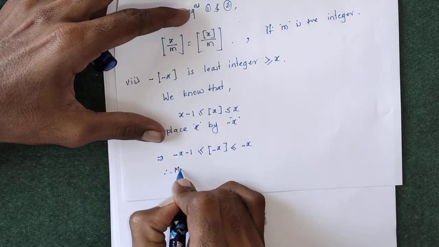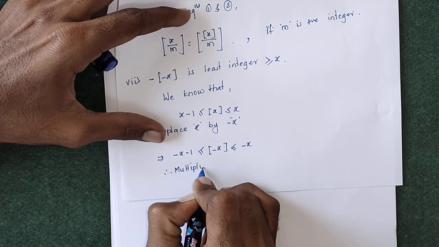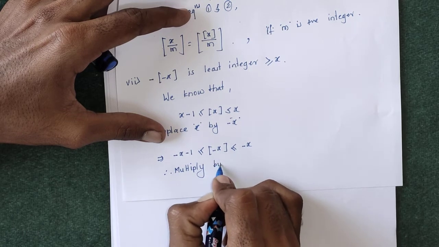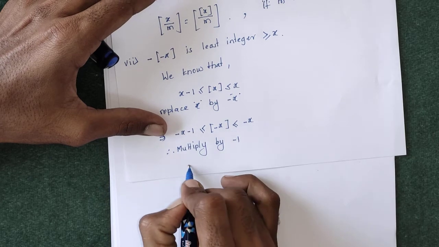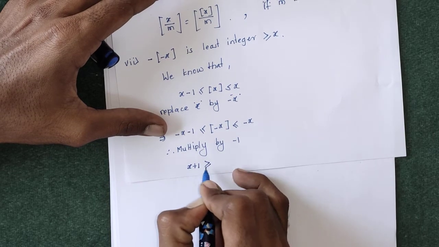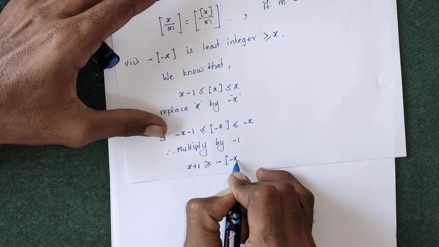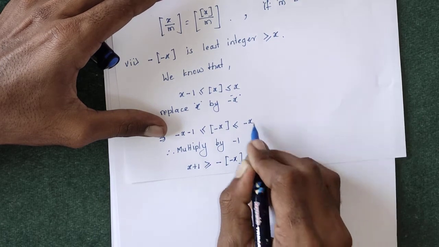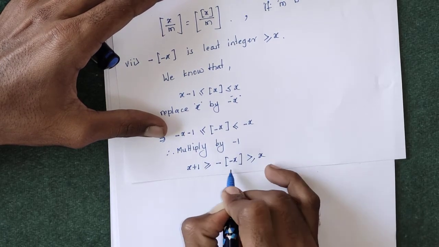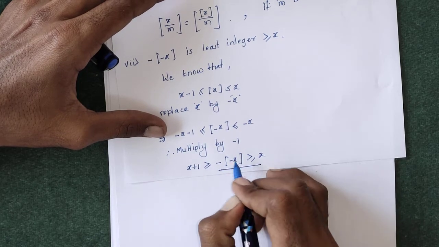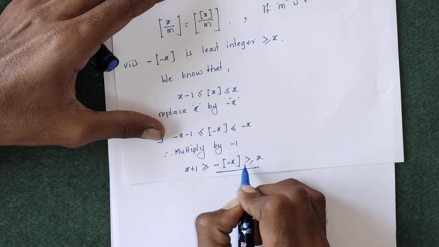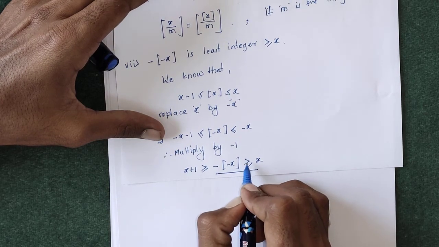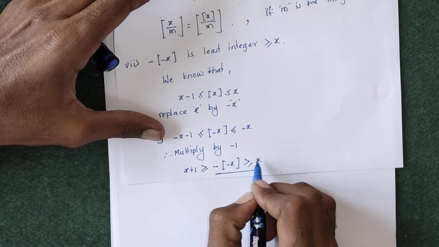Therefore, multiply both sides by minus 1. So we will get minus minus plus, again plus. So x plus 1 is greater than or equal to minus of the integral part of minus x, which is greater than or equal to minus of minus x, that is x. From the right hand side of the inequality we can say that minus of the integral part of minus x is greater than or equal to x.